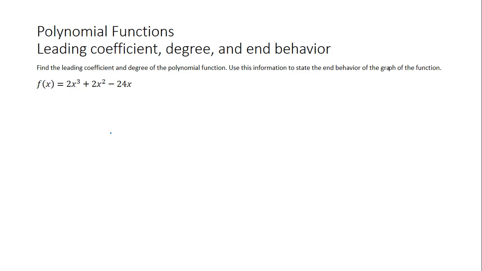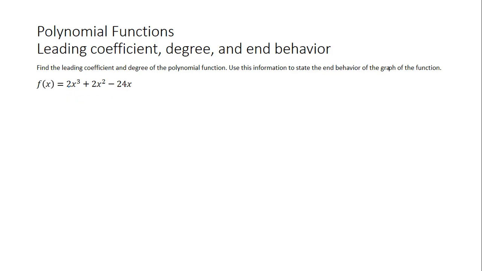In this video, we'll look at a polynomial function and determine its leading coefficient, degree, and then use that information to find the end behavior of the graph of the function. We're given f of x equals 2x cubed plus 2x squared minus 24x. This is a polynomial function that's written in standard form.